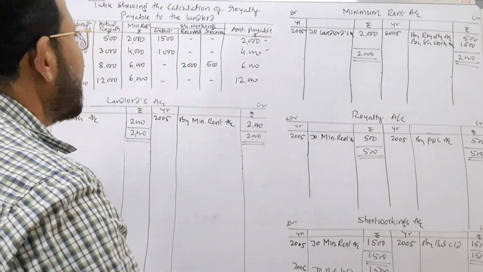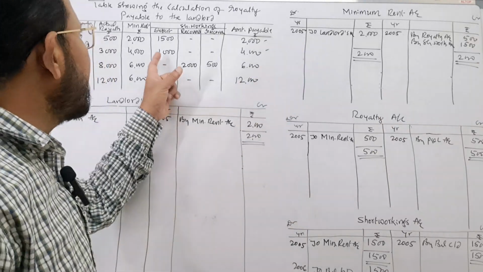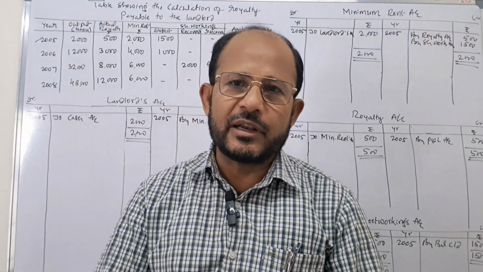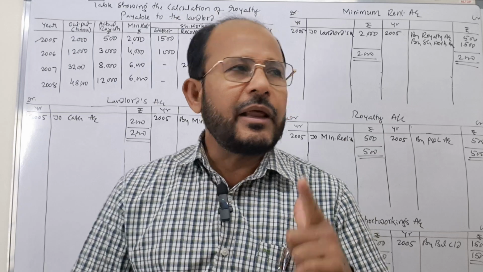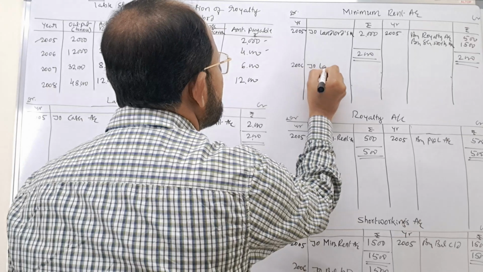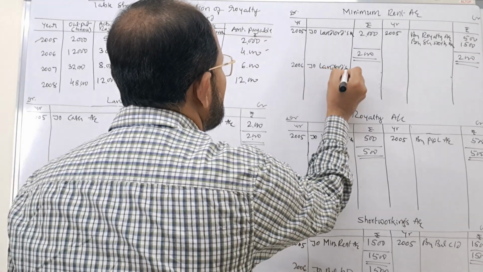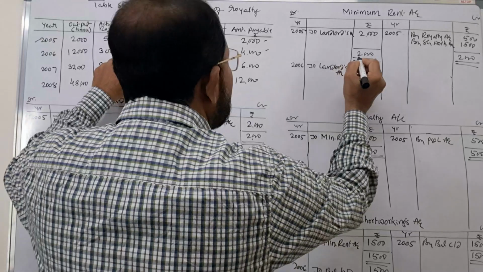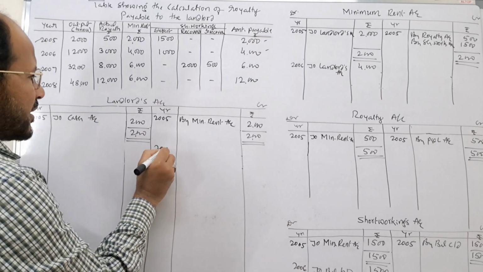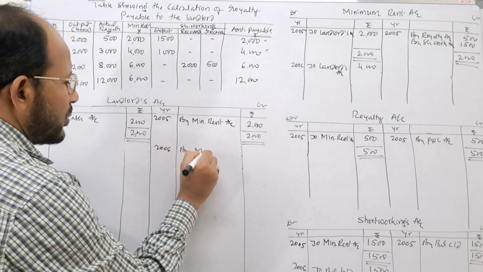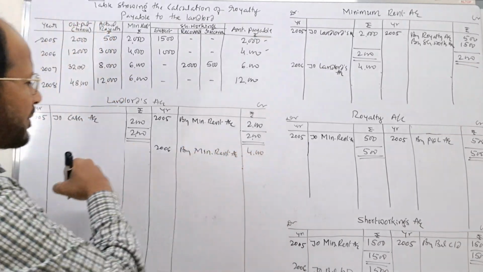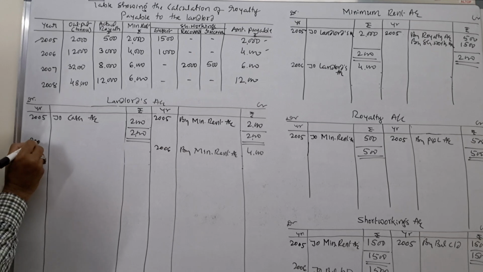Next, come to the second year. In the second year also short working is there. Deficit is there. That is why in the second year also we pass the same journal entry. Minimum rent account is debited and landlord account is credited. 2006 to landlord's account. Here minimum rent is different, that you have to keep in mind, rupees 4000. In the year 2006, write by minimum rent account, rupees how much? 4000.